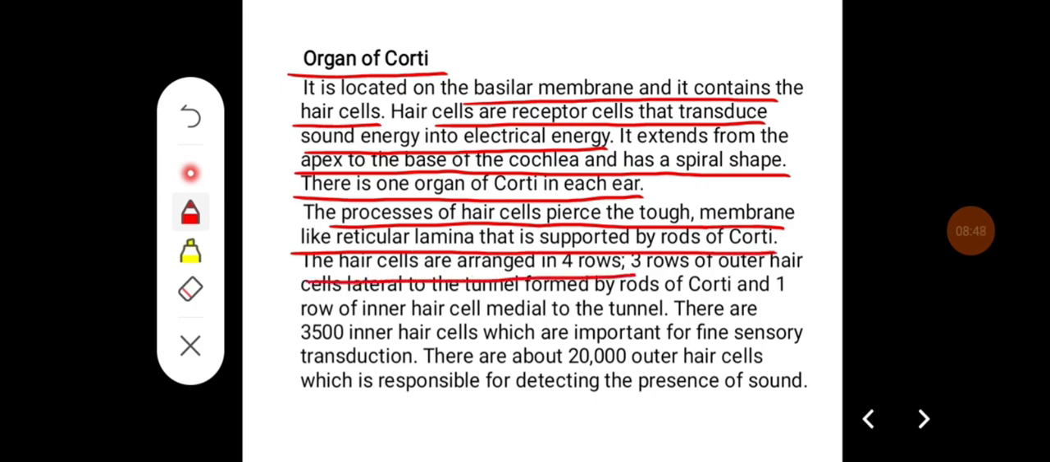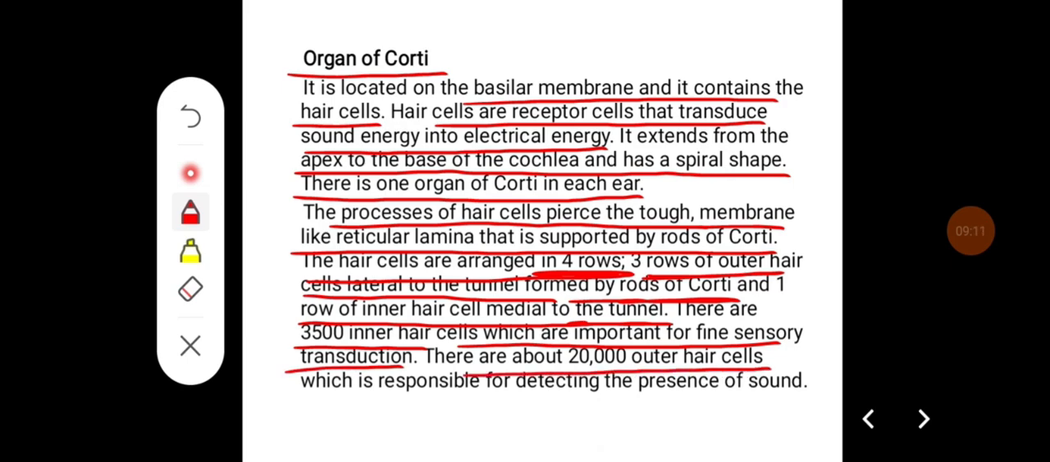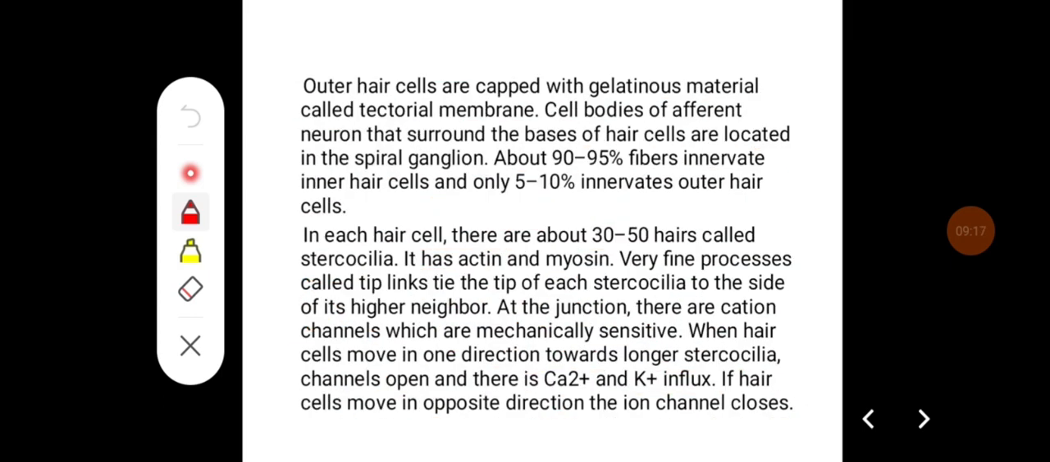The hair cells are arranged in 4 rows: 3 rows of outer hair cells lateral to the tunnel formed by the rods of Corti and 1 row of inner hair cells medial to the tunnel. There are around 3,500 inner hair cells, which are important for fine sensory transduction, and about 20,000 outer hair cells, which are responsible for detecting the presence of sound. Outer hair cells are capped with a gelatinous material called the tectorial membrane. Cell bodies of afferent neurons that surround the bases of hair cells are located in the spiral ganglion.